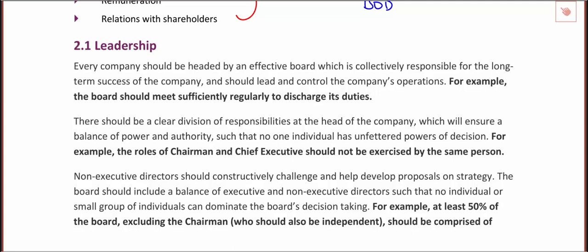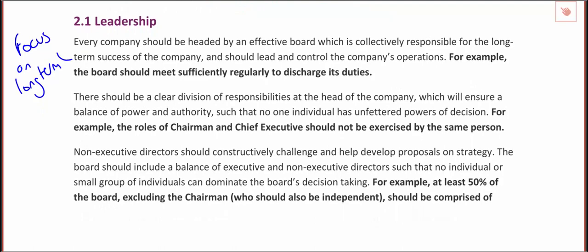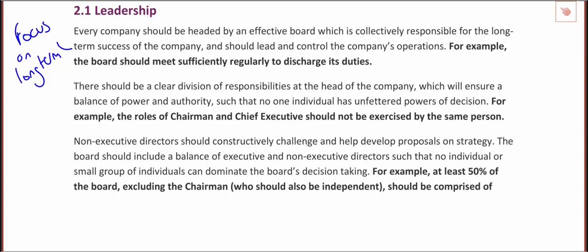So first up, every company should be headed by an effective board, collectively responsible for long-term success of the company. We've already spoken about the fact that there has to be a focus on long-term, as opposed to a focus on short-term profits, and that's because we're really aiming for that shareholder wealth. So we've got an example there: the board should meet sufficiently regularly. So making sure that we have regular board meetings and that key things are discussed with a regularity that means we can pick up on problems and correct mistakes as and when they occur.